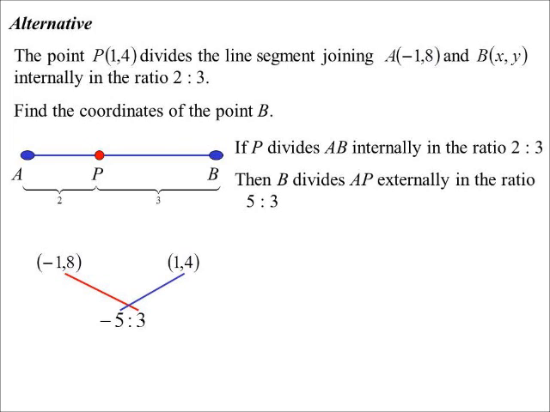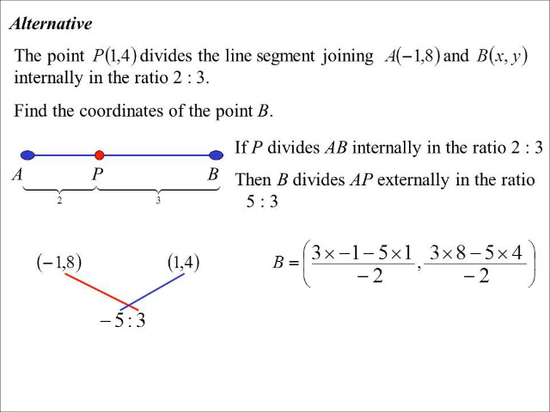Okay. Bottom of the fraction, negative 2. Top of the fraction for the x's, 3 times negative 1, negative 5 times 1. Y values, 3 times 8, negative 5 times 4. And, surprise, surprise, we get the same answer. That's another way of thinking about that question. I could change the question into something I'm familiar with.